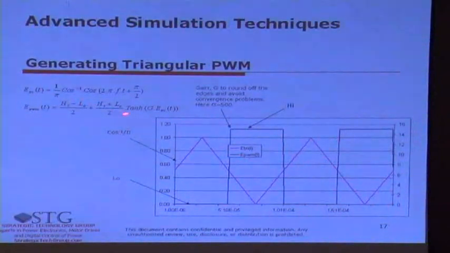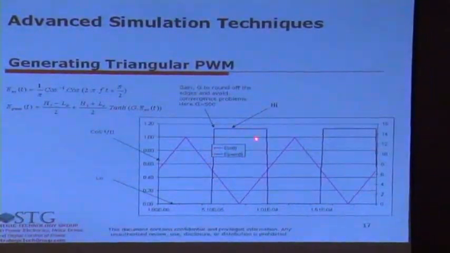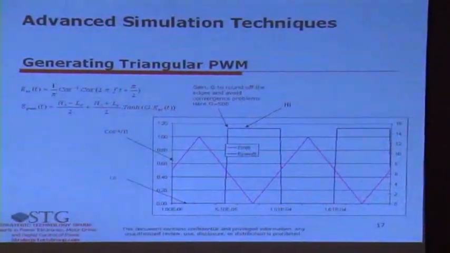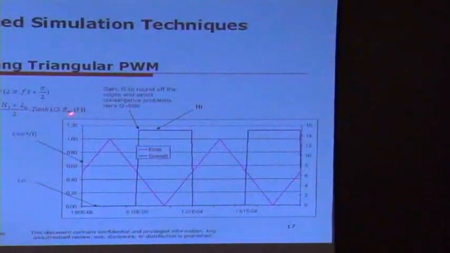Then we take the tan hyperbolic function, and we have high as a parameter and low as a parameter: (high minus low) by 2, plus (high minus low) by 2. That's how we actually derive these pulses. Because the hyperbolic function saturates, we are able to use that to our advantage.